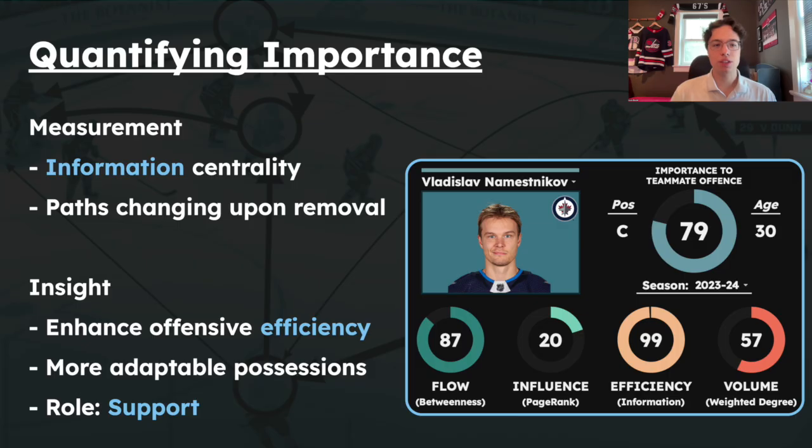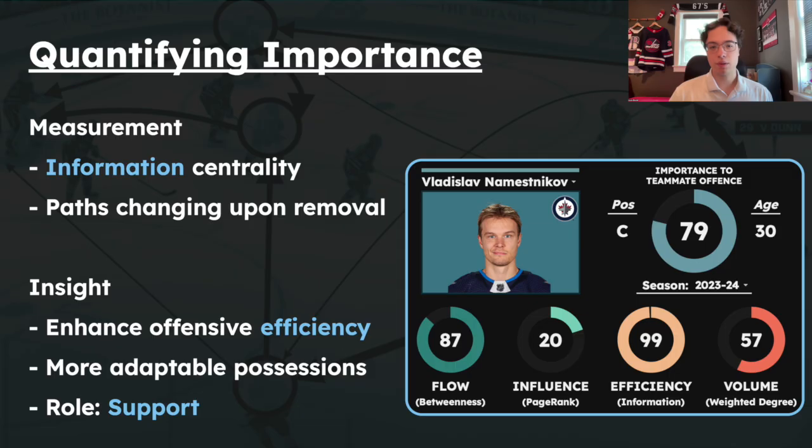Next is information centrality. This one I wouldn't say is reserved for more tertiary roles on a line, but is very prominent there. These players really enhance the offensive efficiency of their team's passing systems. They make sure that it is very adaptable and keeps options open should any sort of interruptions arise in their main flows and main pathways.